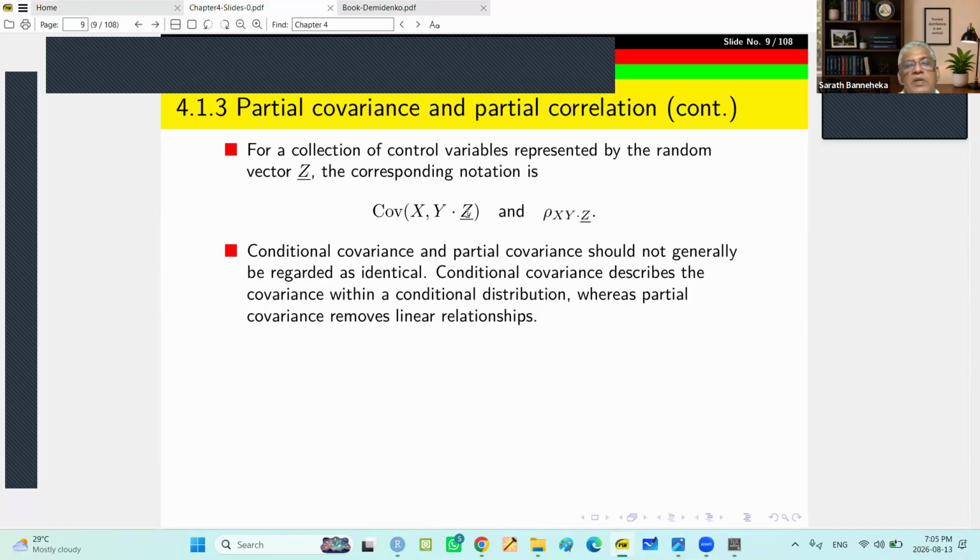So the conditional variance, conditional covariance and partial covariance are generally not equal. Right? They don't have to be equal. They can be different. Conditional covariance describes the covariance within the conditional distribution, whereas the partial covariance gives the idea about the linear relationship after removing the linear effect of a third variable, right? Or a third vector of variables.